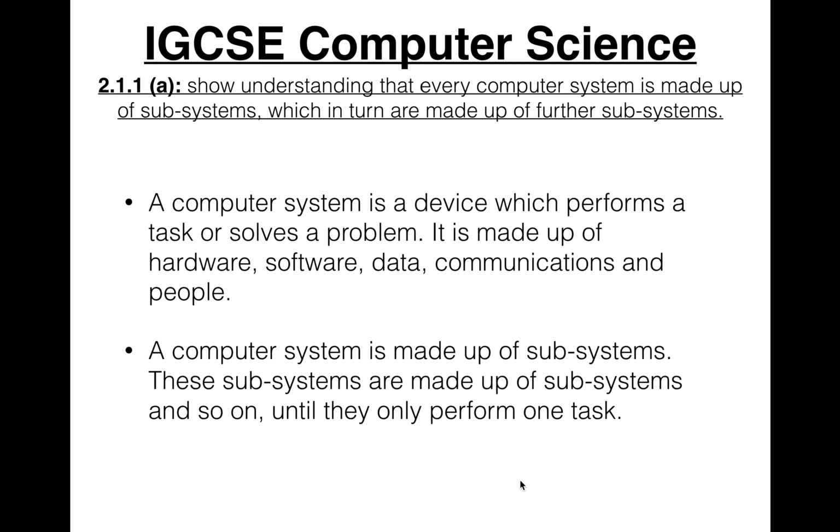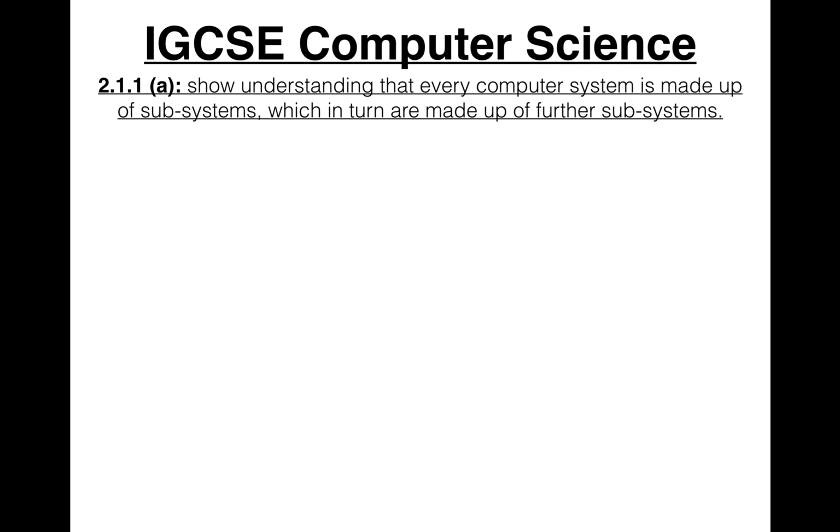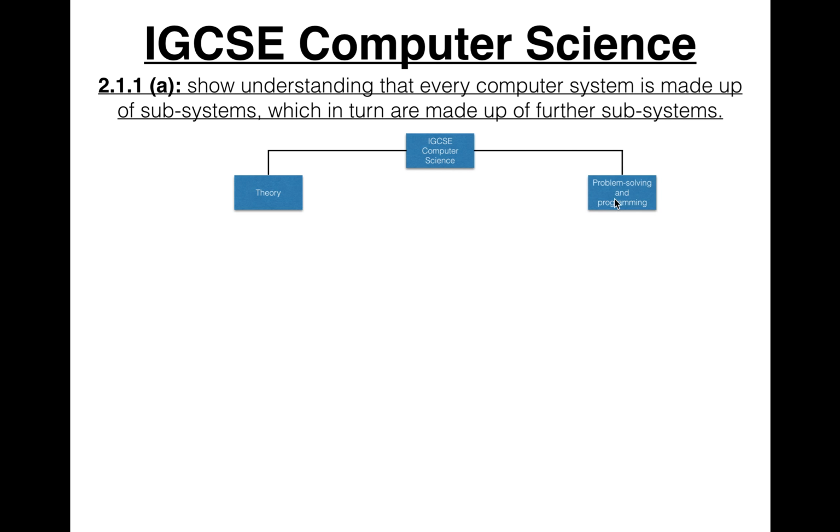Because I think this isn't enough to cover in this video, I decided to do this. Here is something called a structure diagram for the computer science course. This is the system, the computer science course. We break it up into two parts: theory, and problem solving and programming.